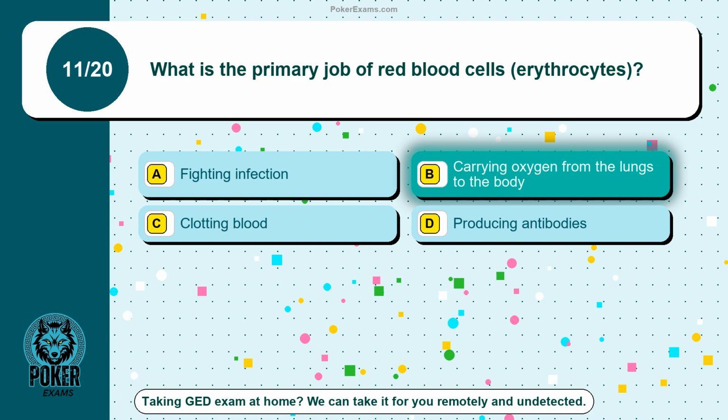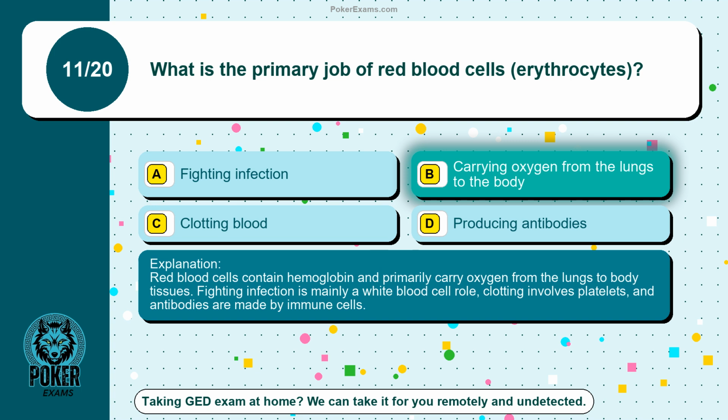The correct answer is option B, carrying oxygen from the lungs to the body. Red blood cells contain hemoglobin and primarily carry oxygen from the lungs to body tissues. Fighting infection is mainly a white blood cell role, clotting involves platelets, and antibodies are made by immune cells.